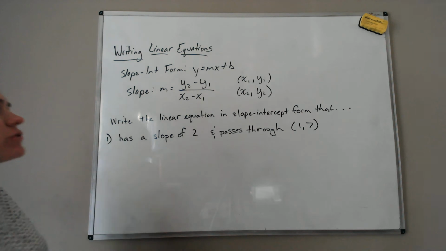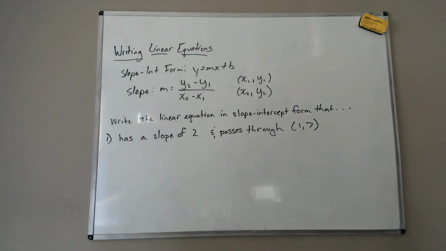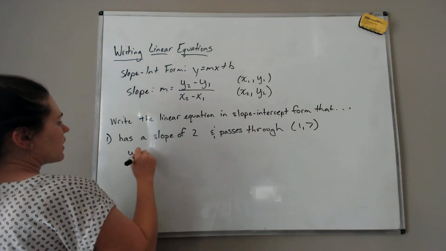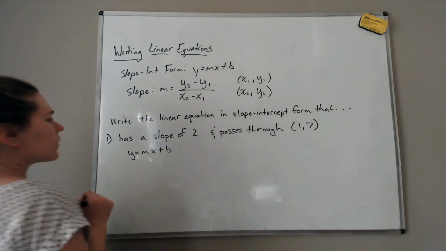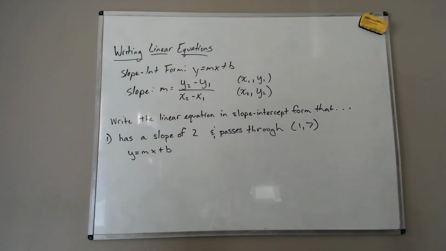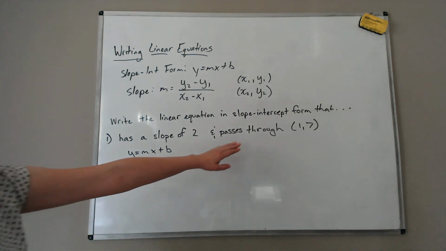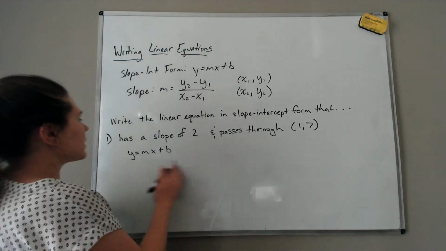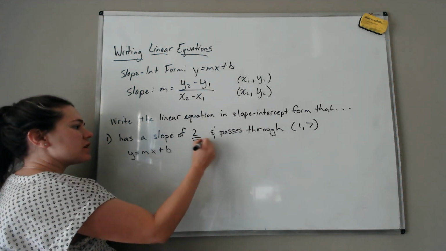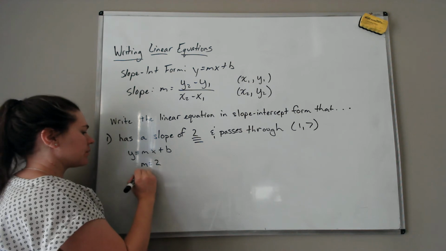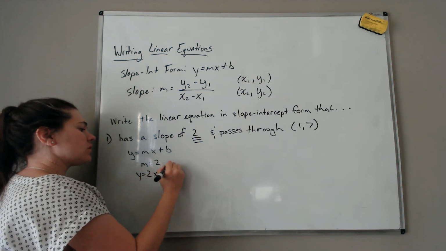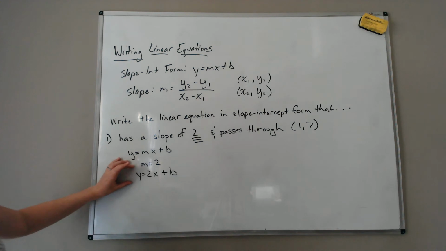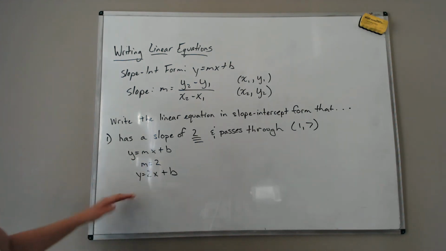Number 1, okay, that has a slope of 2 and passes through the point 1, 7. So first, let's write the equation down, y equals mx plus b. So we're going to write the equation of a line with a slope of 2, and, because there's an infinite number of lines that have a slope of 2, but there's only one unique line that has a slope of 2 and passes through the point 1, 7. So we write this down. Now we know what the slope is, so we know what m is. M is 2.